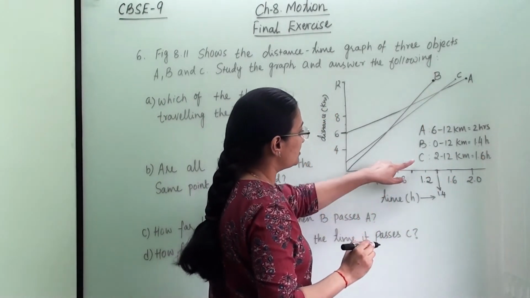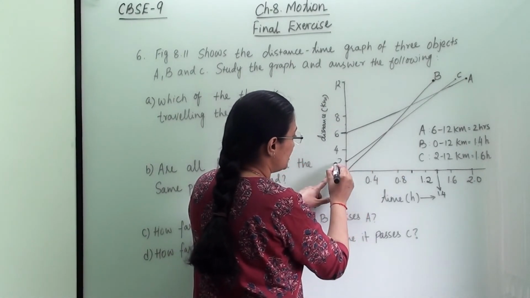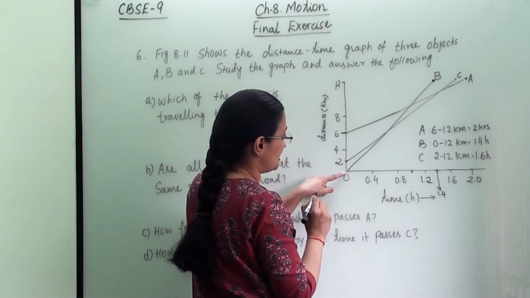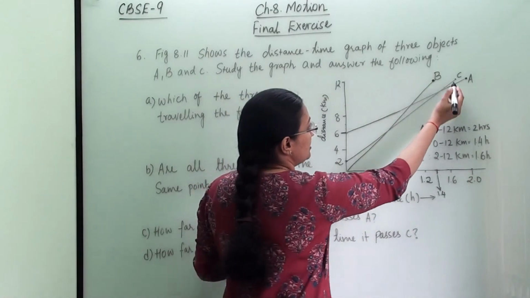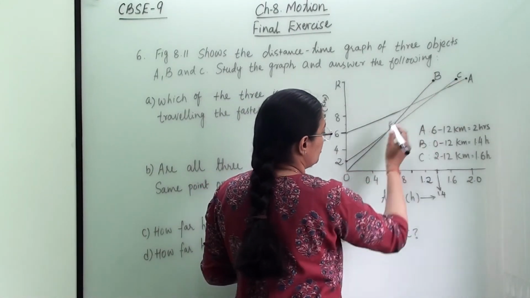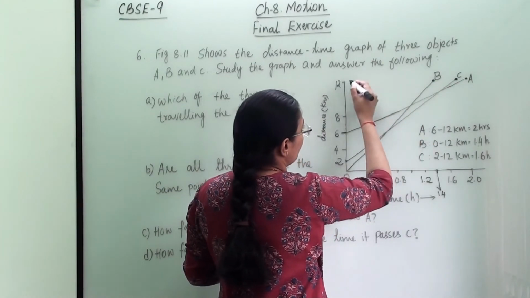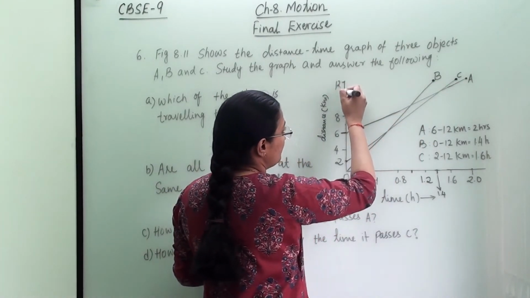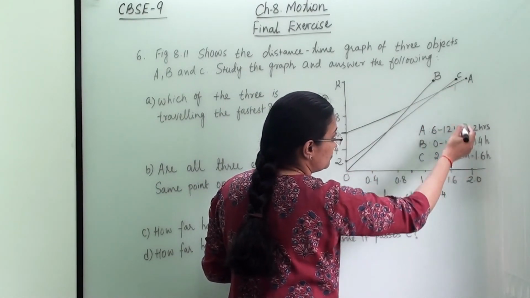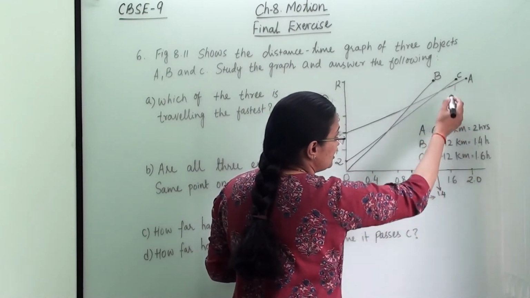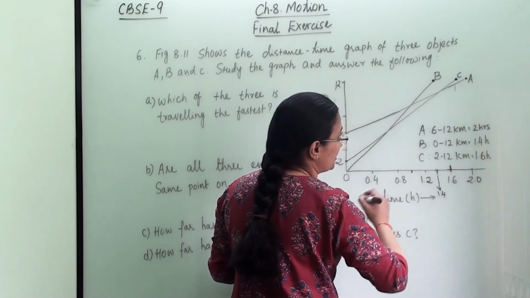Now similarly for C. C's travel is starting from here somewhere. So here it is 2 kilometer. It is not starting from 0. It is starting from 2 kilometer, till here, 12 kilometer. 2 kilometer to 12 kilometer. If we extend it to the y-axis, then it will give us 12 kilometer, and if we extend it on the x-axis, then it will give us the time, and this is showing us that it is 1.6 hour.